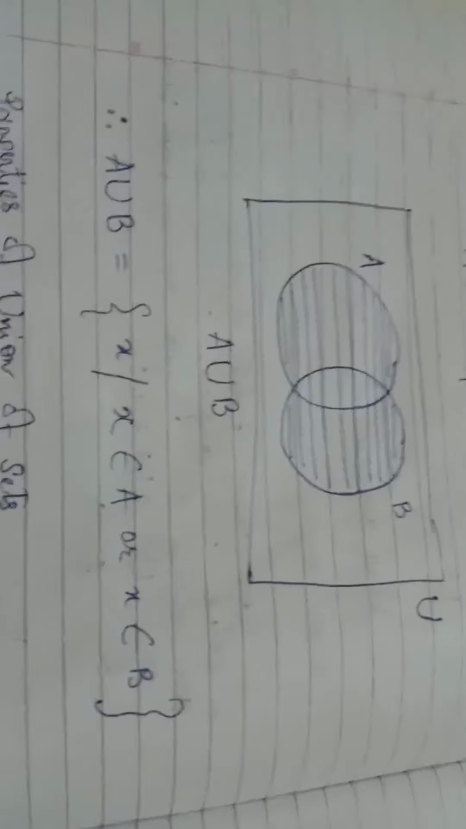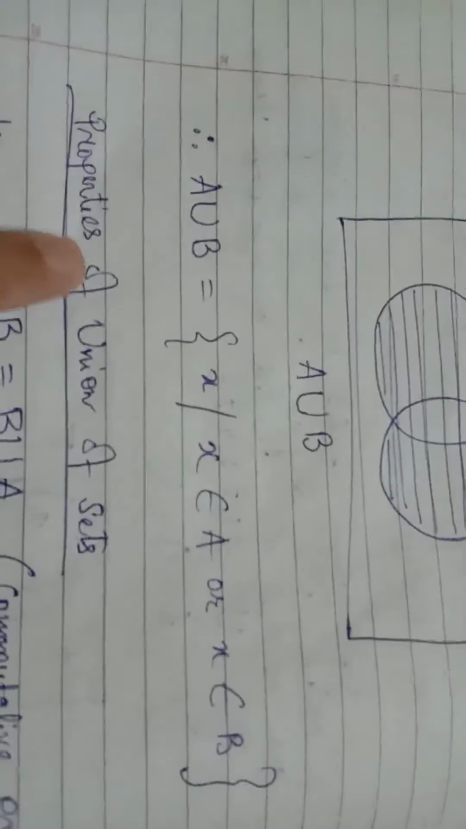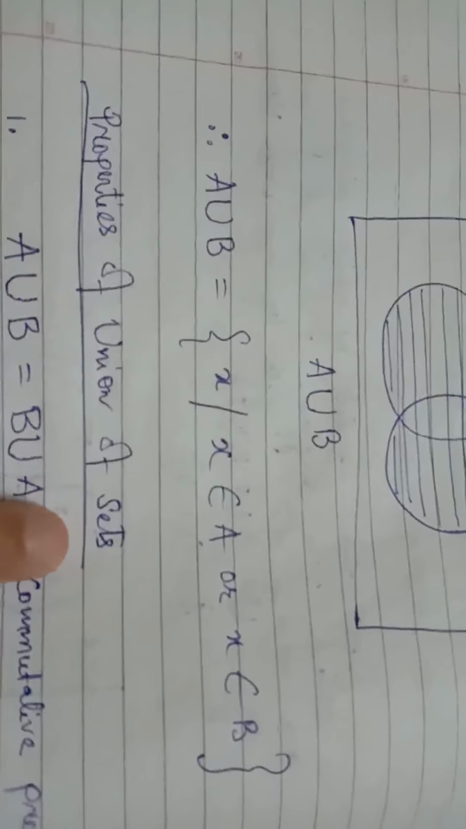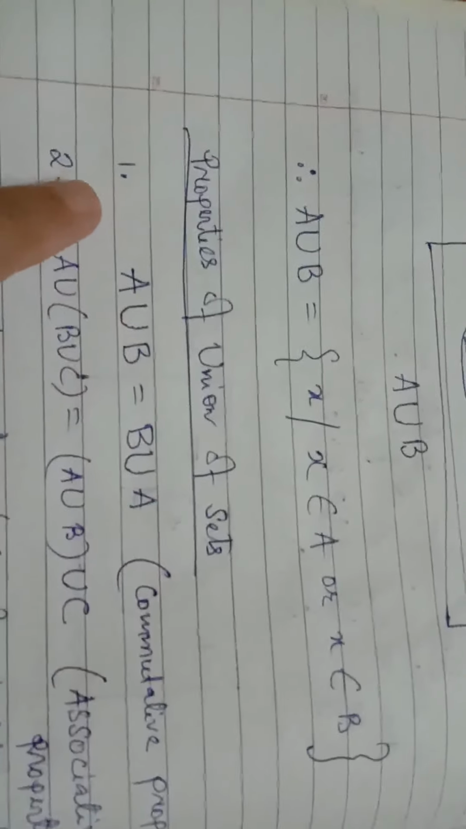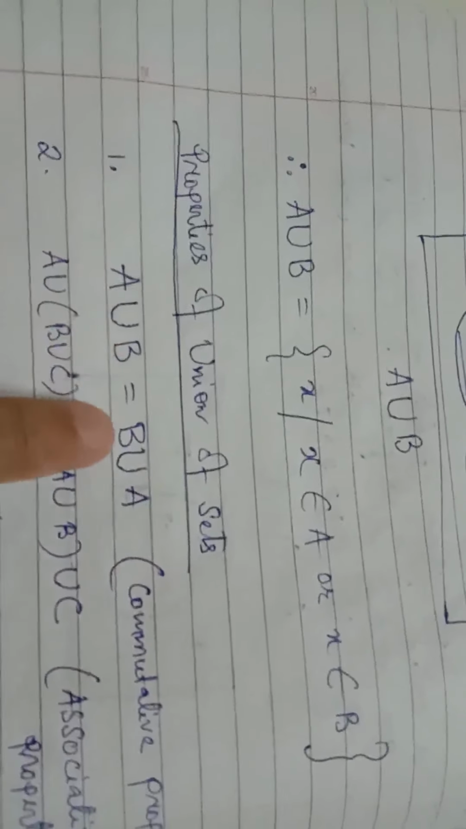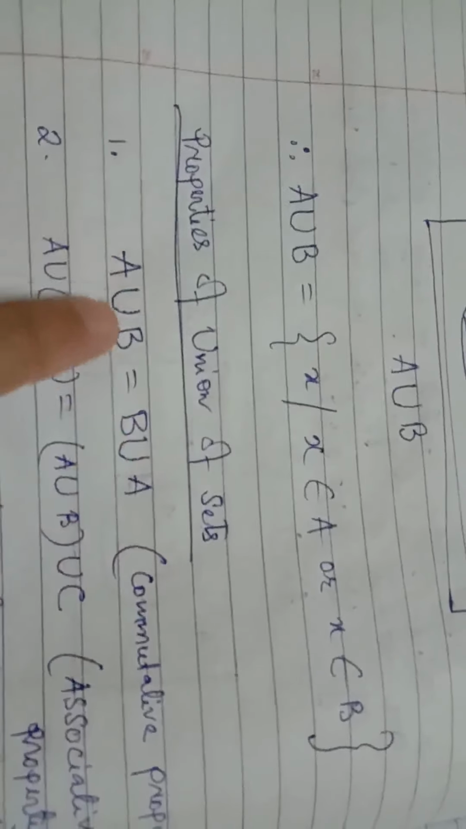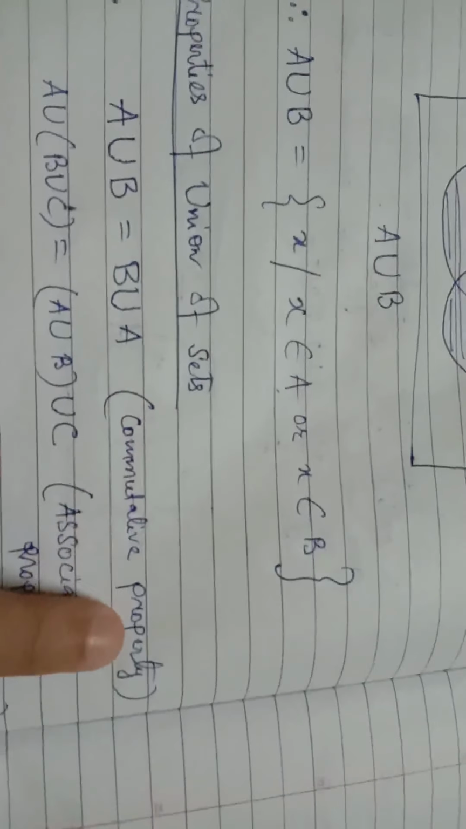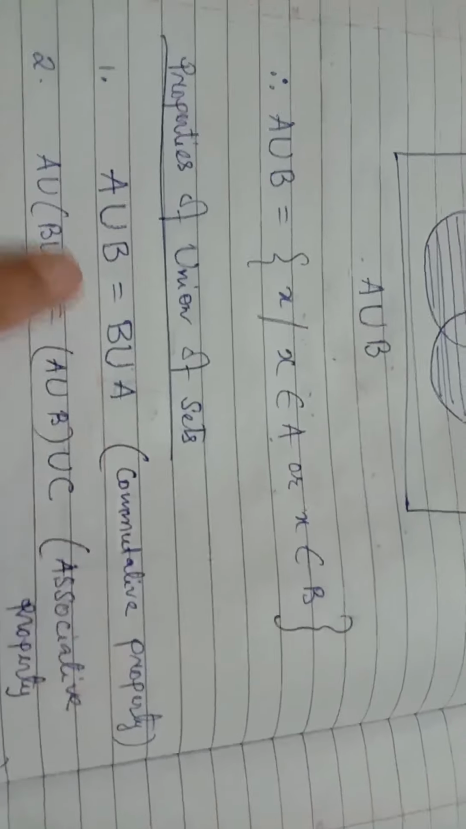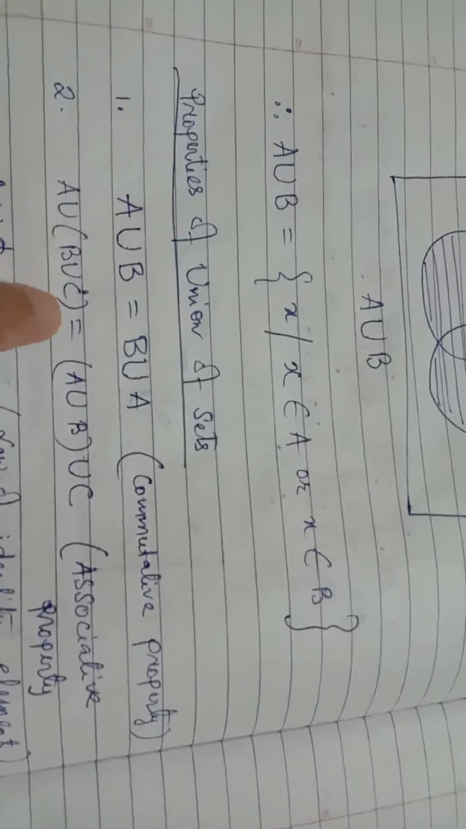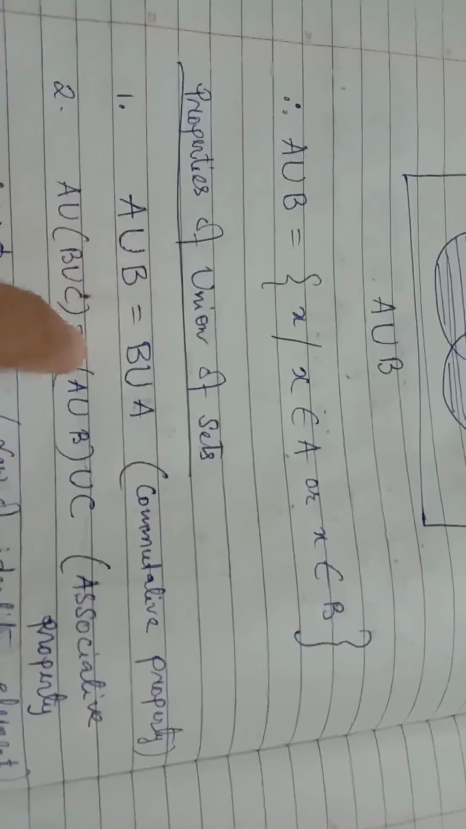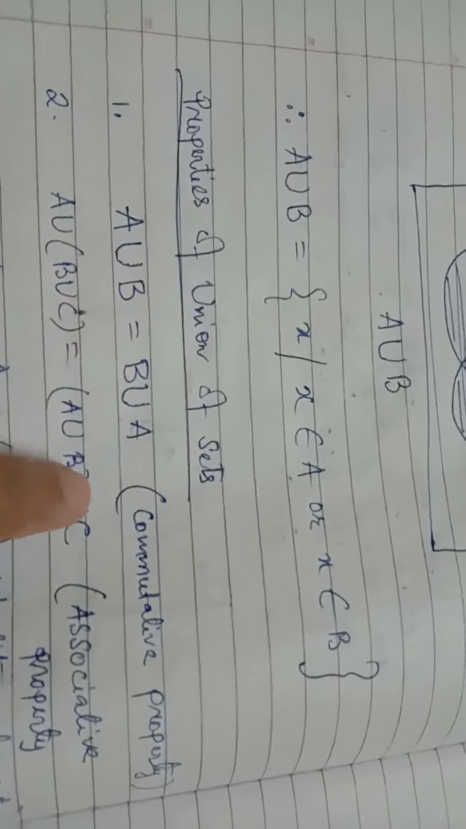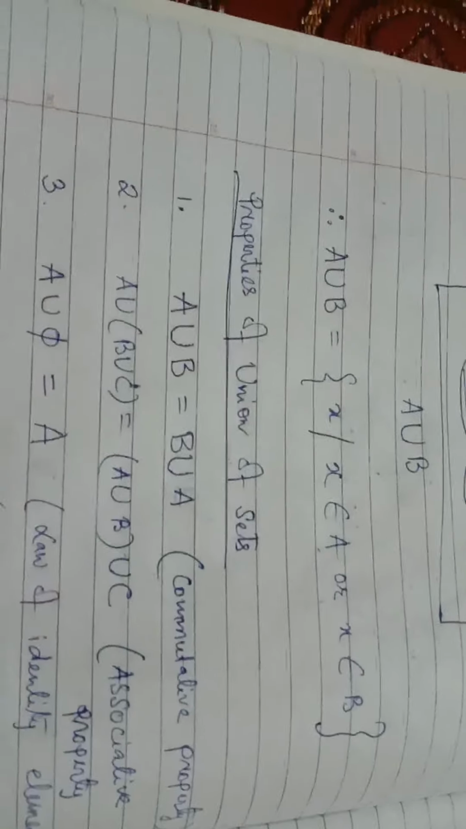So next, properties of union of sets. Number one property, A ∪ B is equal to B ∪ A, which is the commutative property. A ∪ (B ∪ C) is equal to (A ∪ B) ∪ C, which is called the associative property.